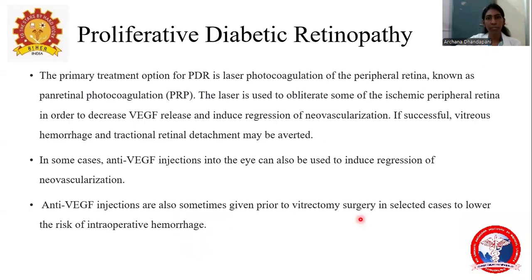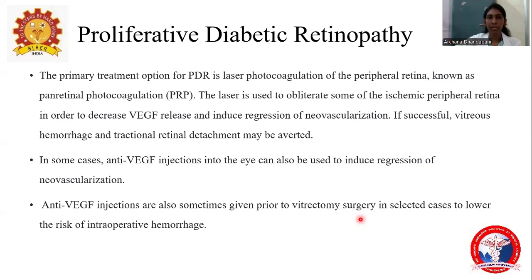And in case of proliferative diabetic retinopathy, a primary treatment option for PDR is laser photocoagulation of the peripheral retina, known as pan-retinal photocoagulation. And as we discussed previously, this laser is used to obliterate some of the ischemic peripheral retina in order to decrease the VEGF release and induce regression of neovascularization. If successful, vitreous hemorrhage and tractional retinal detachment may be averted.